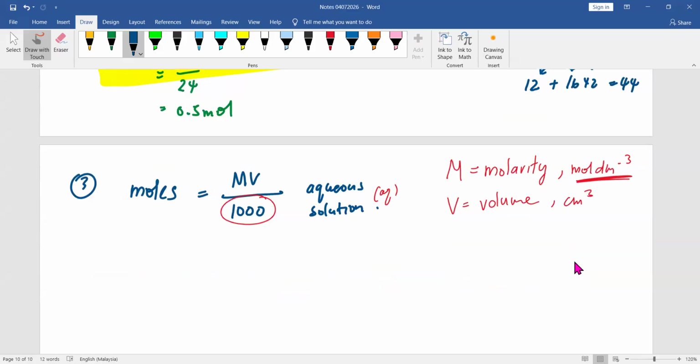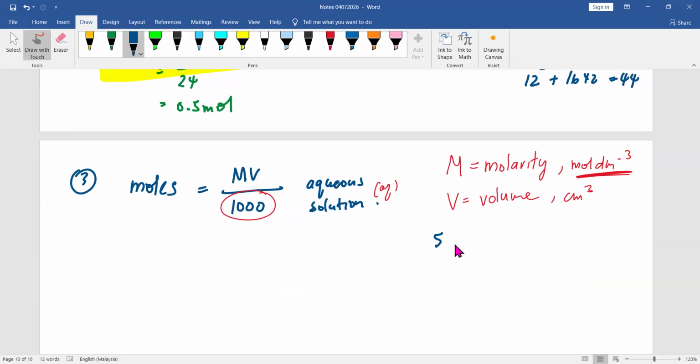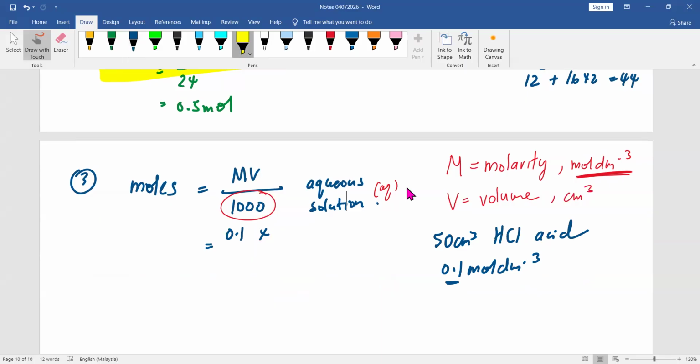For example, if I have 50 centimeter cube of hydrochloric acid, 0.1 mole per decimeter cube. How do I calculate the amount of moles? M is 0.1. How do I know something is M? I look at the unit. Mole per decimeter cube is the unit for M. V, volume in centimeter cube, they give you 50 over 1000. So 0.005. Get it? This is the basics that I've taught you before.